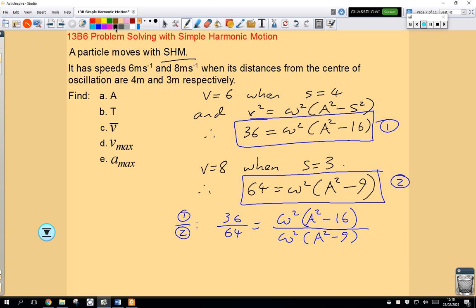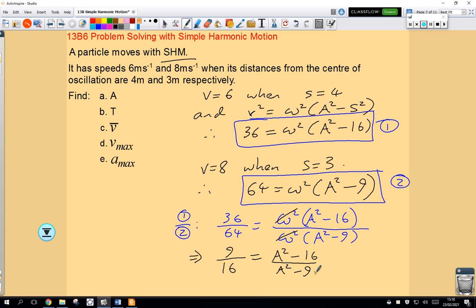Okay, this fraction here, 36 over 64, well, 4 is a common factor there, top and bottom. That's going to reduce to 9/16. And that's going to equal, well, the omega squareds are going to cancel here, so I'm going to get A squared minus 16 over A squared minus 9.